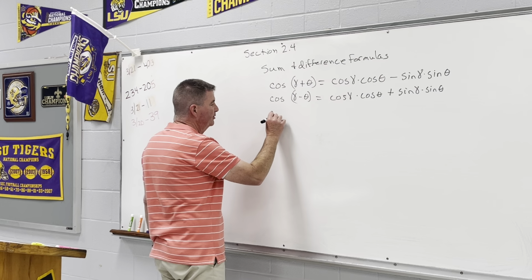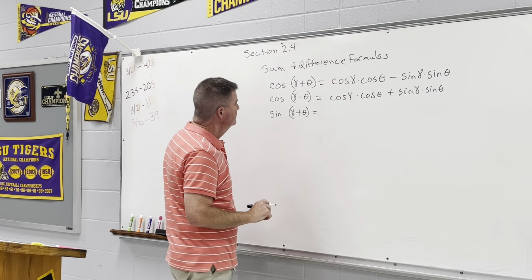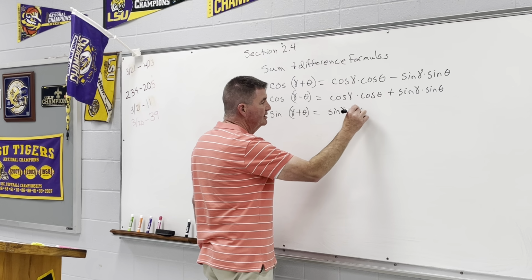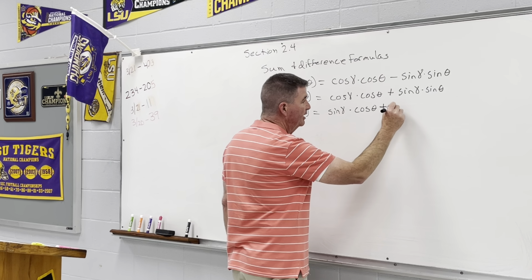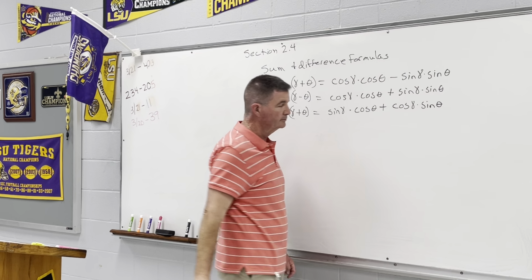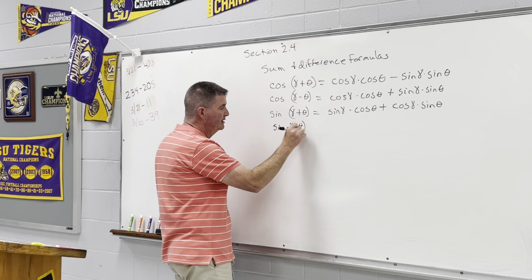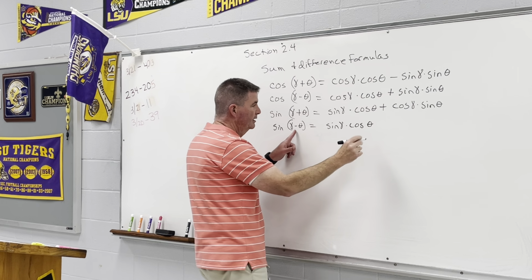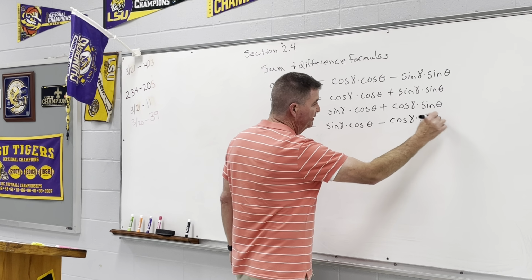We might as well keep on going and do the sine of alpha plus theta. The sine of a sum is going to be the sine of alpha times the cosine of theta, keeping the same sign, so plus the cosine of alpha times the sine of theta. The sine of a difference, the sine of alpha minus theta, is going to be the sine of alpha times the cosine of theta minus the cosine of alpha times the sine of theta.